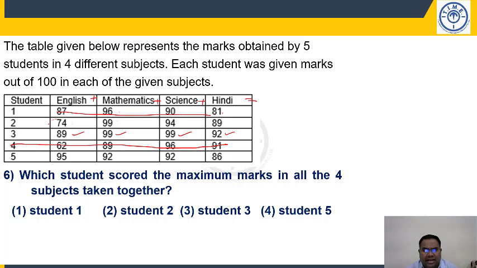So by observation, I can say student 1 and 2 are eliminated. So student 3, student 4 are left out, right? So 89, 95, the student is 6 more. 99, 92 is 7 more. Here also 99, 92 is 7 more. 92, 86, it is 6 more. So I can say student 5 is also eliminated.